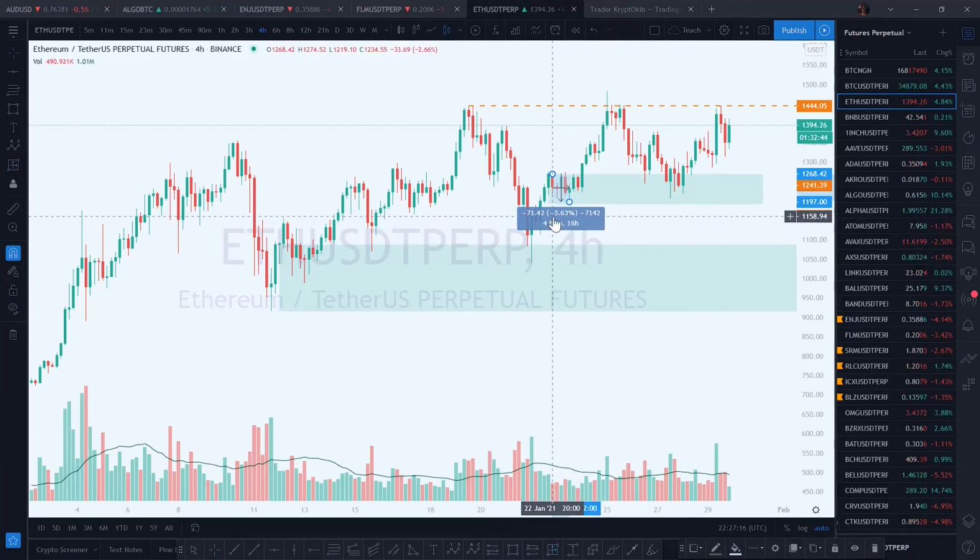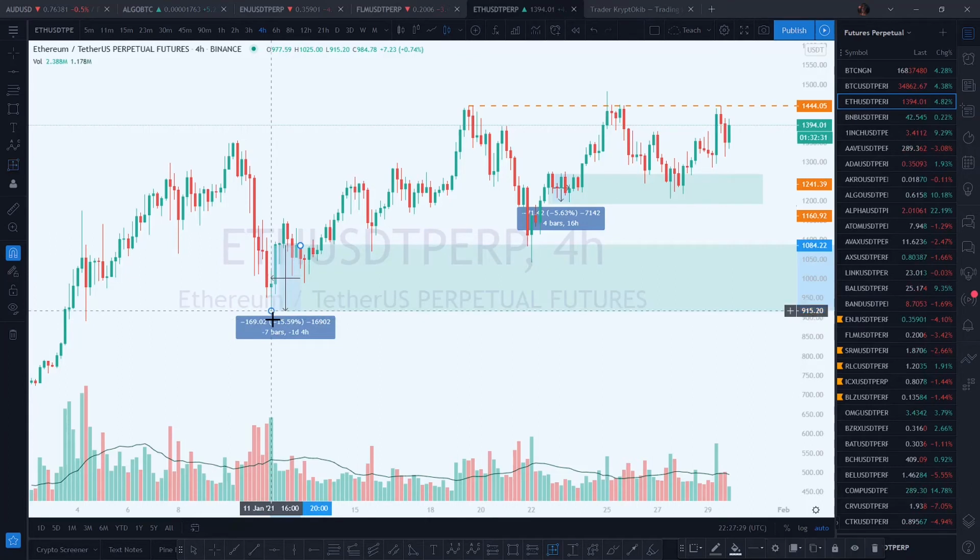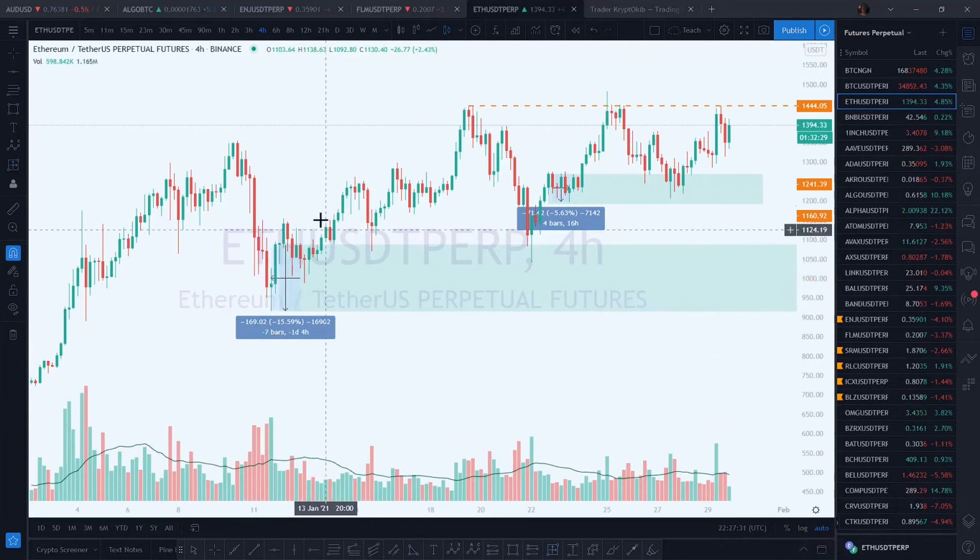And that is a 5.63 distance from entry to stop. And then this second one we have from this top. This is a daily zone though, but we'll be able to get the insight there. And the entry to stop is 15.5%.